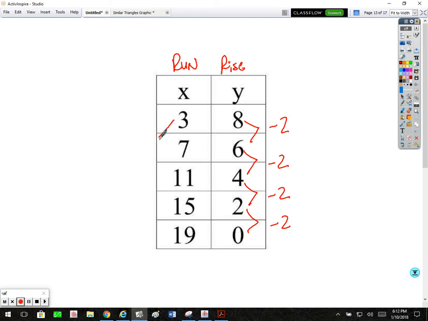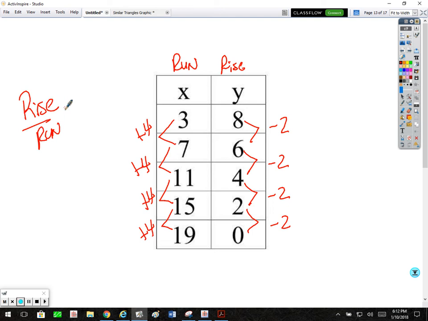Let's see what happens on the X side. Well, I went plus 4. 7 to 11, I added 4. 11 to 15, I added 4. And 15 to 19, I added 4. All right, so I have a rise, and we have the run. The rise was minus 2. The run was plus 4.